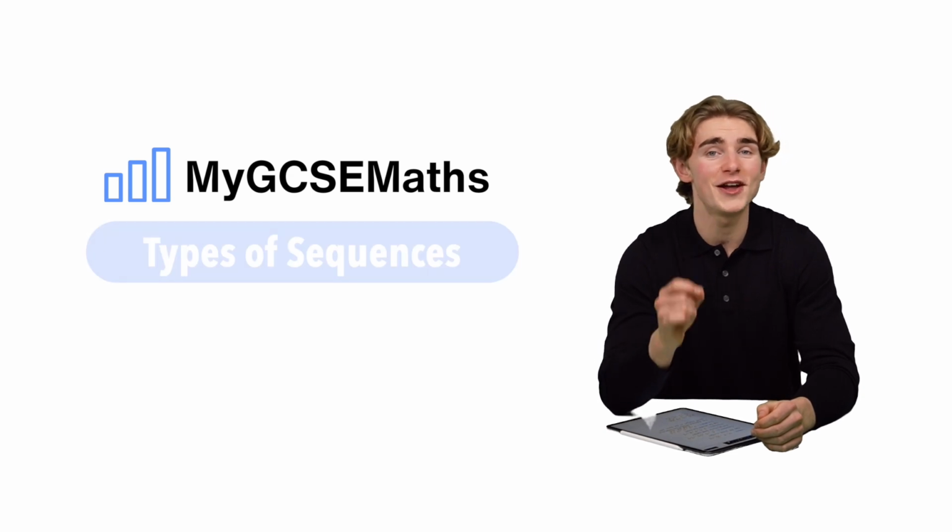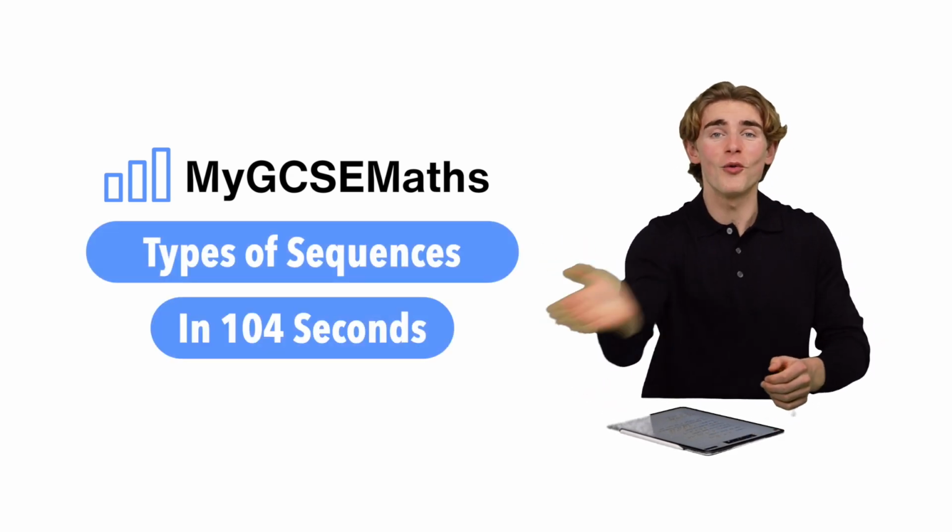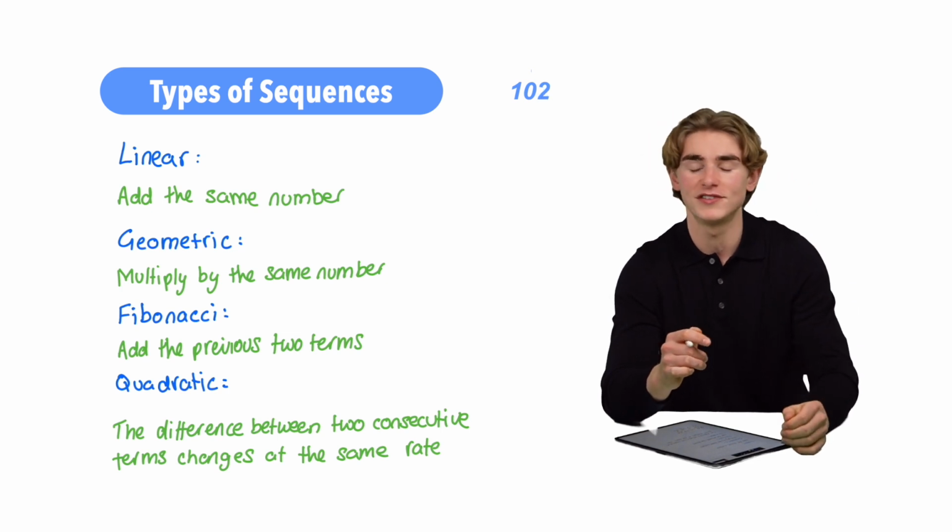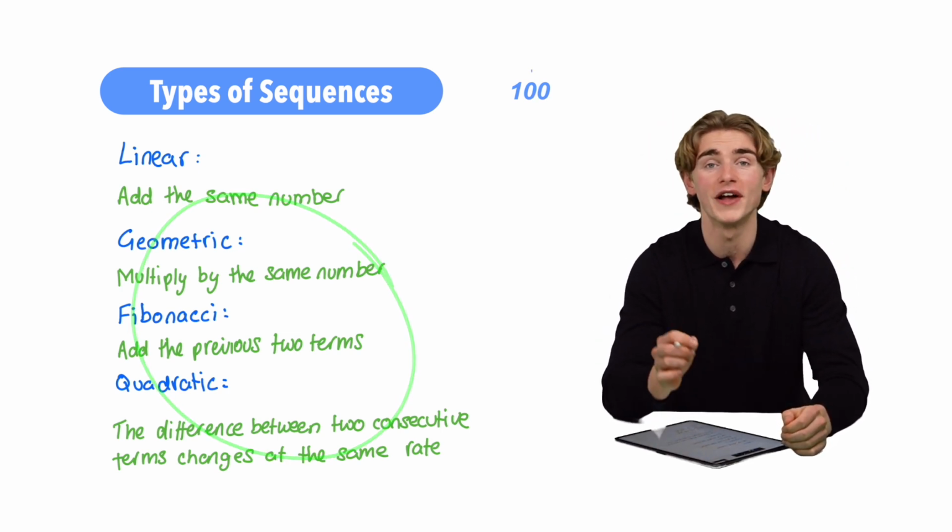The different types of sequences in 104 seconds. Let's go. Let's have a look at our 4 main types of sequences, guys, and give a quick example for each. What are we going to have?